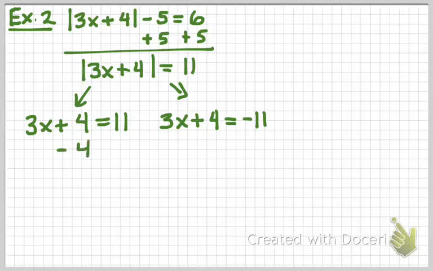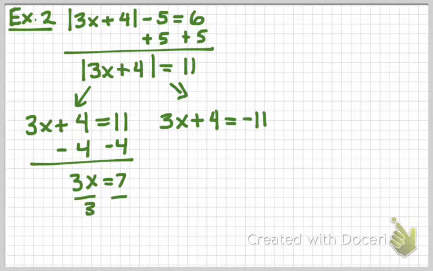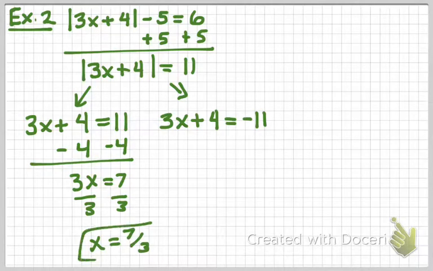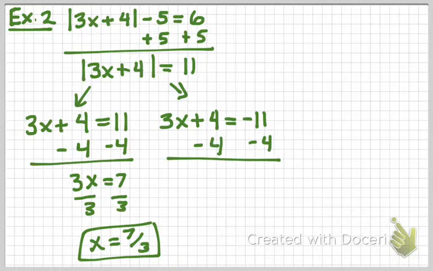So we subtract 4 from both sides, and then we get 3x equals 7. We divide both sides by 3. We get x equals 7/3. We do the same steps on the second equation, but we're going to get a different result because we started with a different right side, and we get 3x equals -15. Divide both sides by 3.